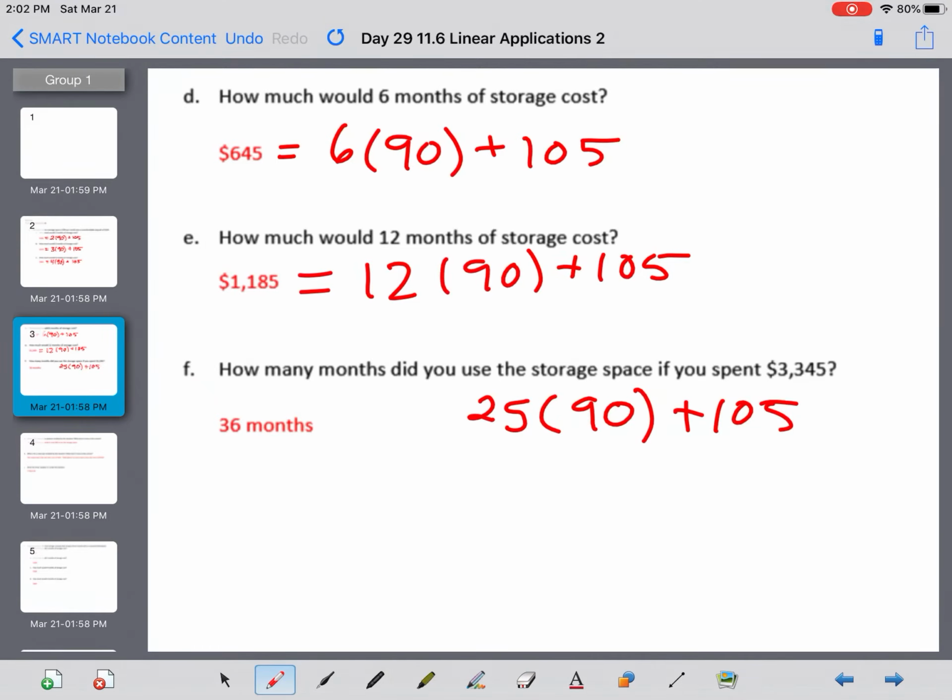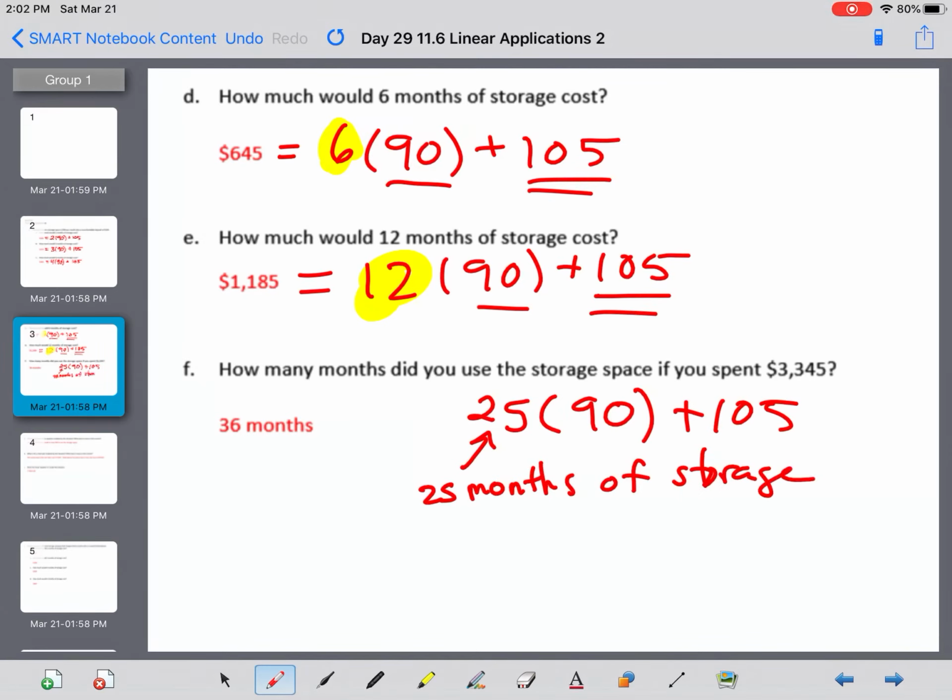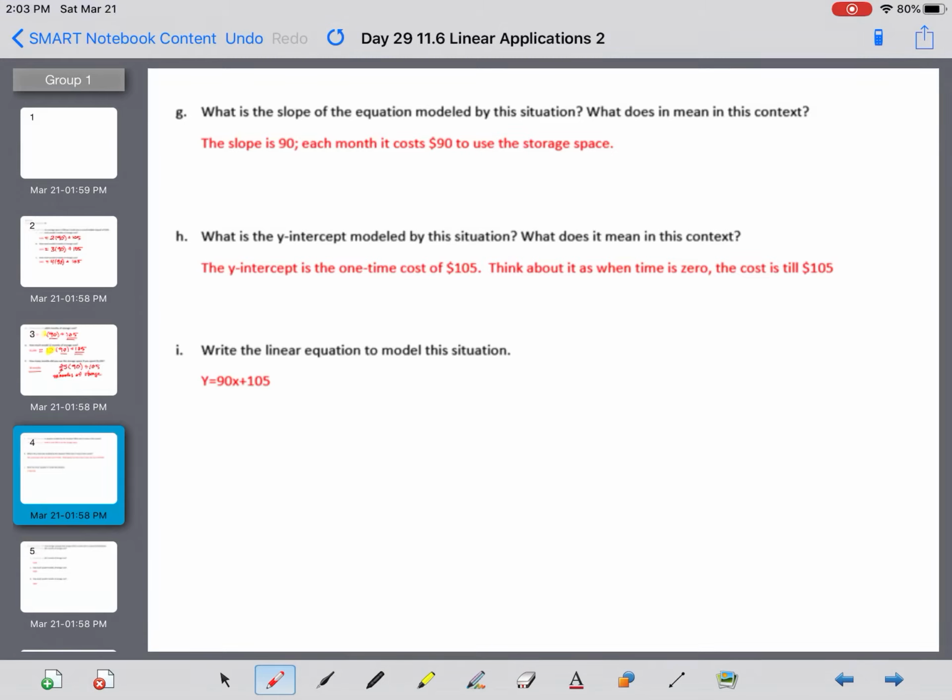If we're just following our pattern here, if you notice every single time, this is the number that's changing. And the 90 and the 105 haven't changed. So if I plug in 25 right here, that would mean this would be 25 months of storage. And you can go ahead and figure out what that is, but it's not going to be 3,345. So you can keep playing around. It's going to be too low. So that means you need to make this number bigger. And it ends up being 36 months would cost you $3,345.